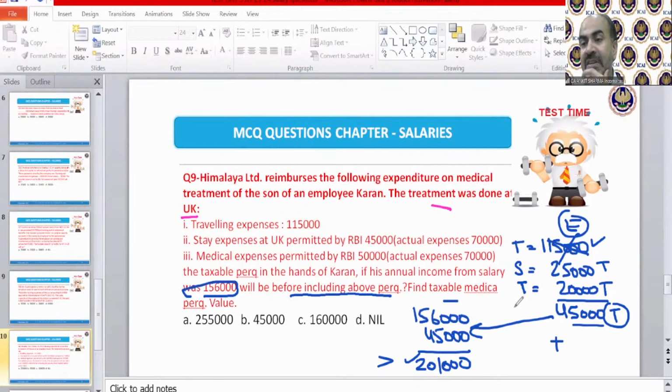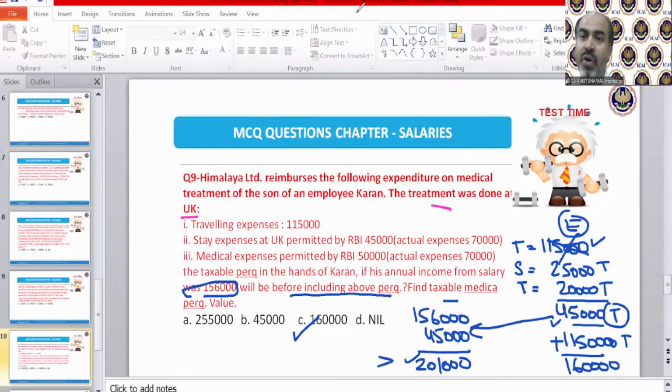So the medical facility's earlier taxability was 45,000, and now because GTI is exceeding 2 lakh, the exempted travel value perquisite amount is again going to be taxable. So the total taxable value is now 1,60,000. So the correct answer is option C. That's a very good question. I just solved it for you. I will also send the solution in detail.